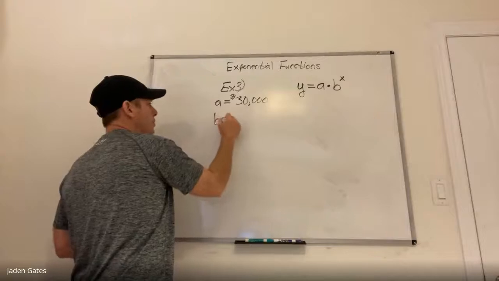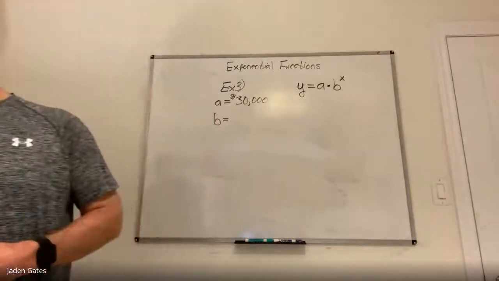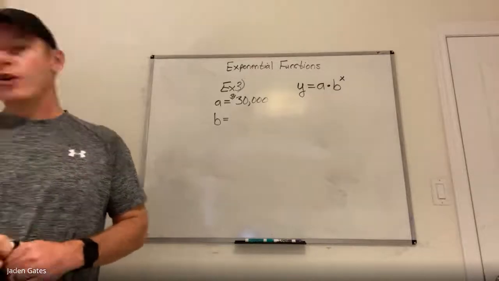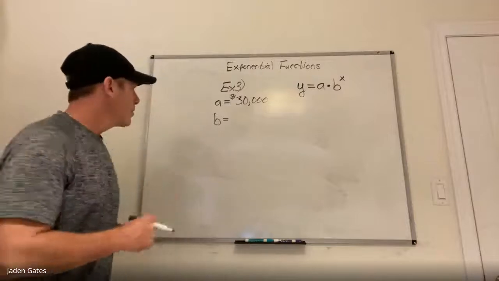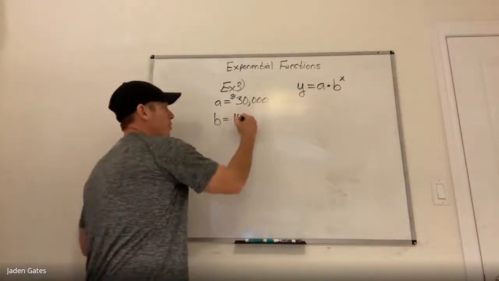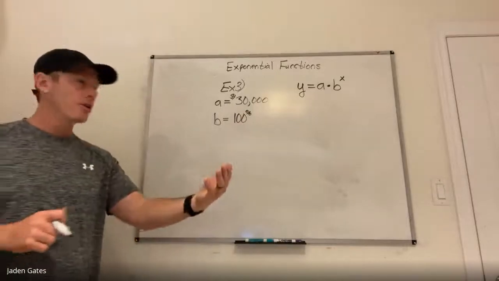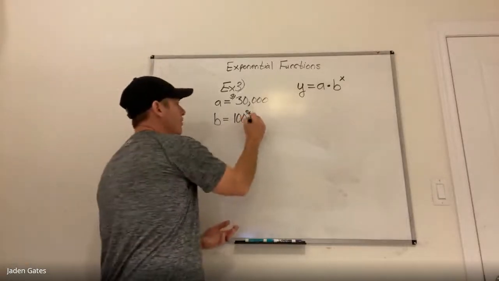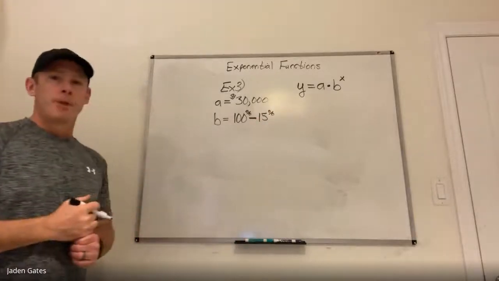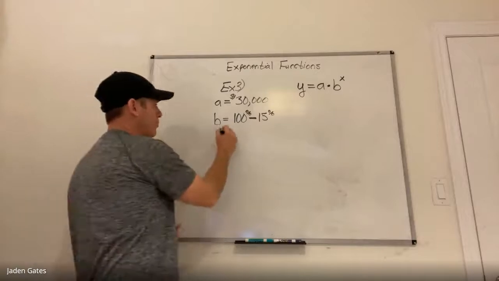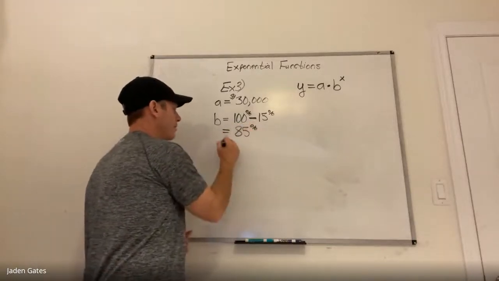Now b, the multiplying factor. Here's where things get a little different. It says that the brand new car loses 15% a year. So you start off with your car being worth 100%, full value, right? But each year, you're losing 15%. So I'm minusing 15%. All right, now 100% minus 15% is 85%.